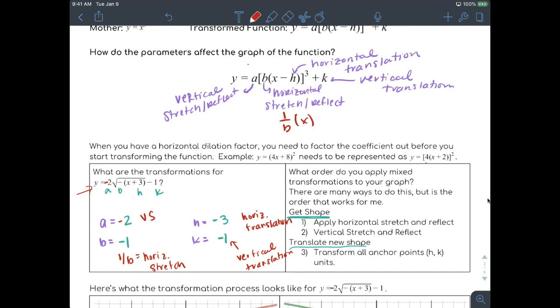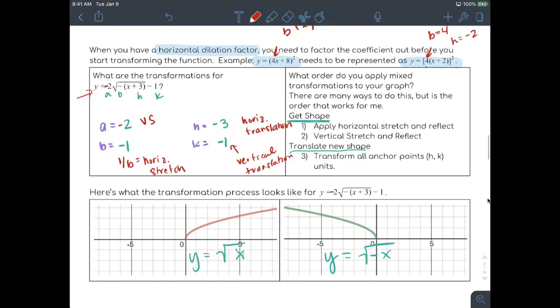It's the inverse operation. What we're going to do here is, if your function has a horizontal dilation and it's written like this, you need to factor out the coefficient to look something like this, so that the 4 comes out to the front and then we're left with the factor of x plus 2. That way I know that my b value is equal to 4 and my h is equal to negative 2. It's the opposite. Okay.